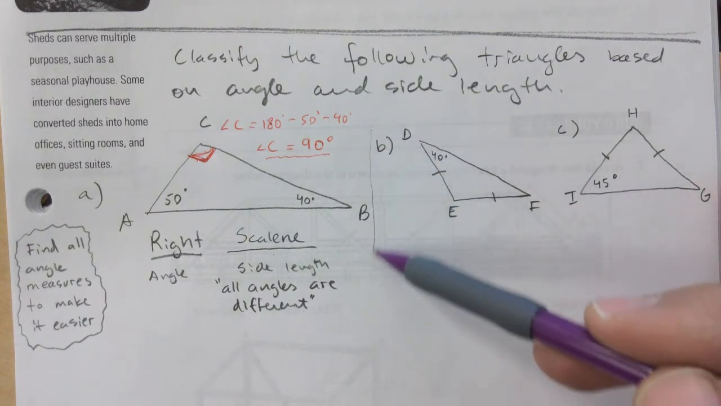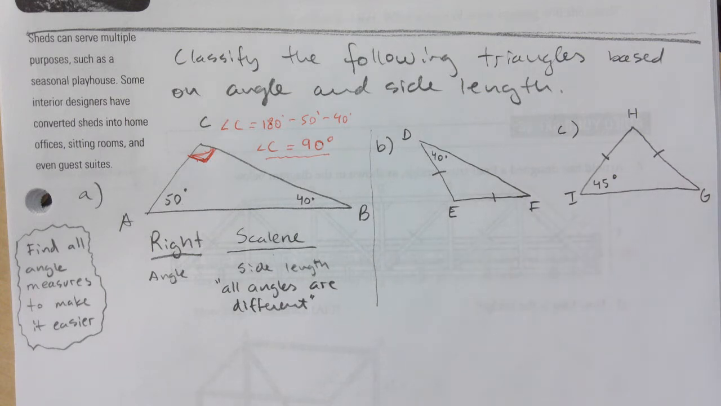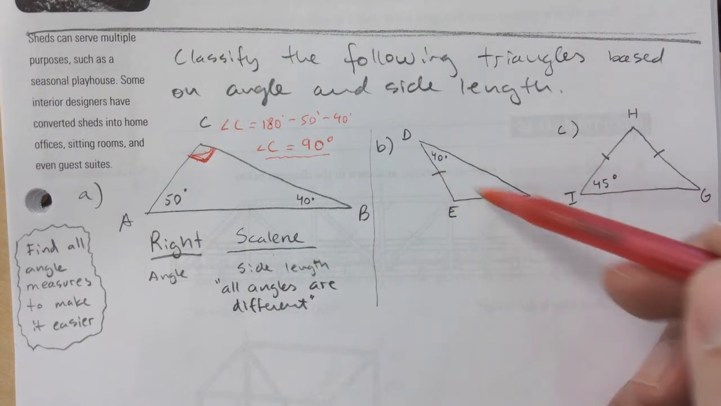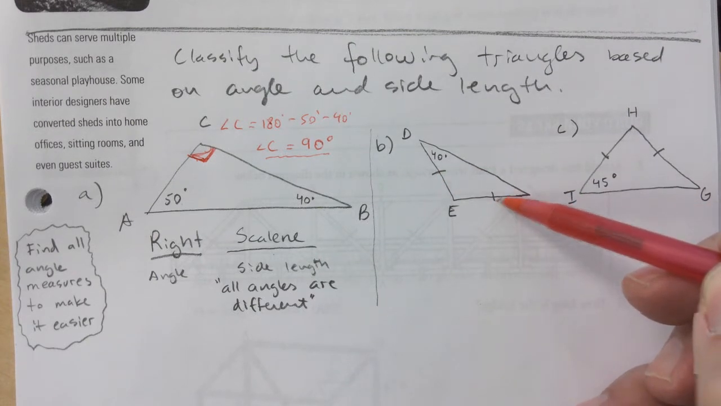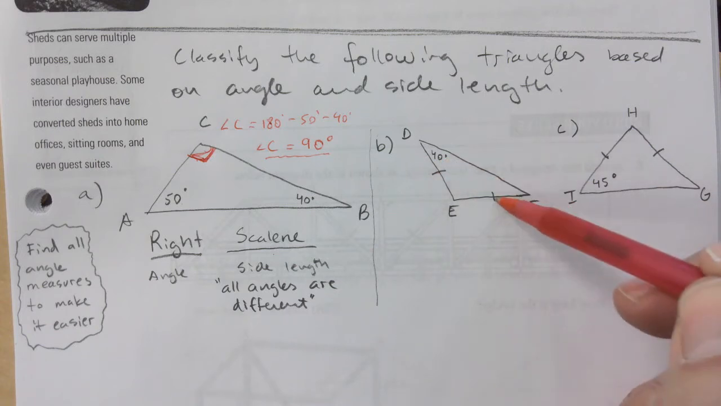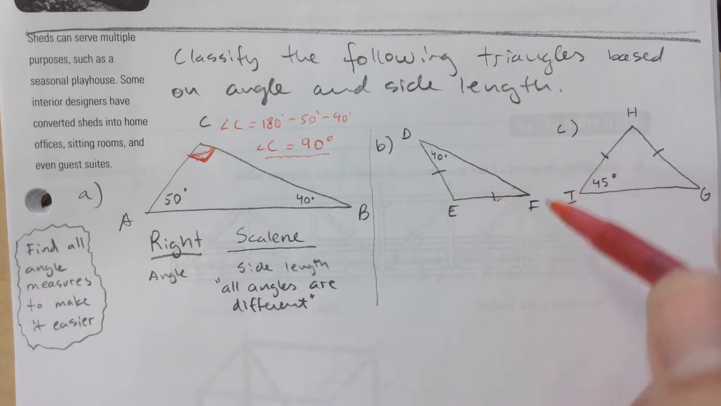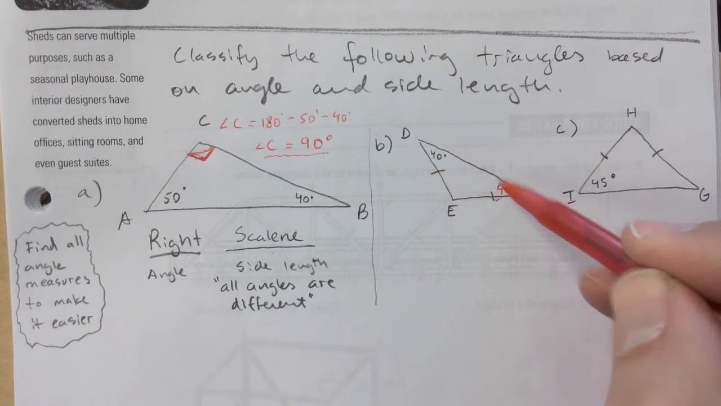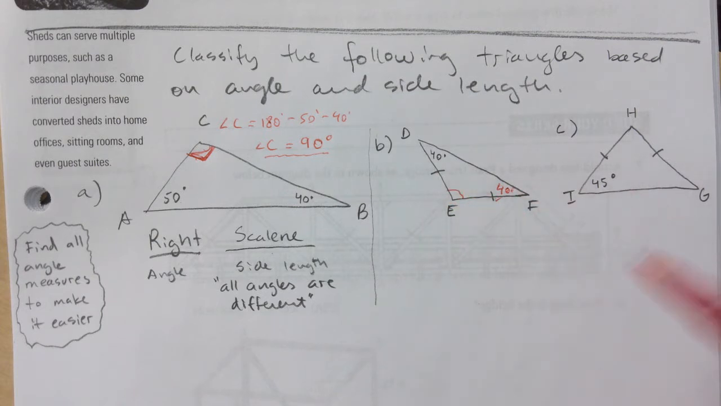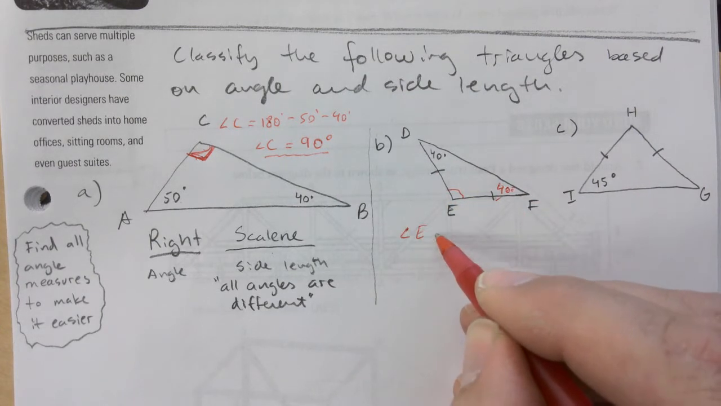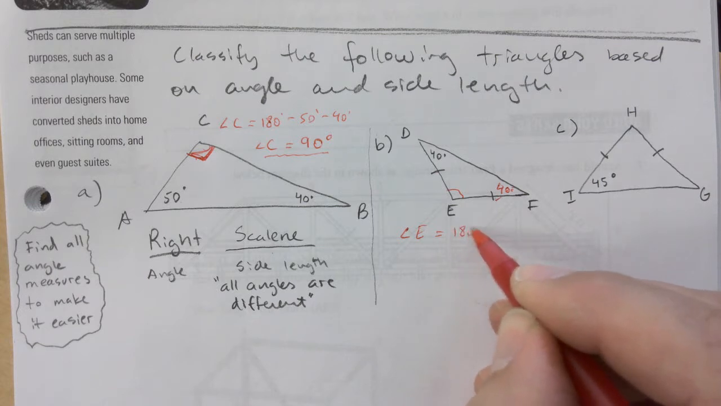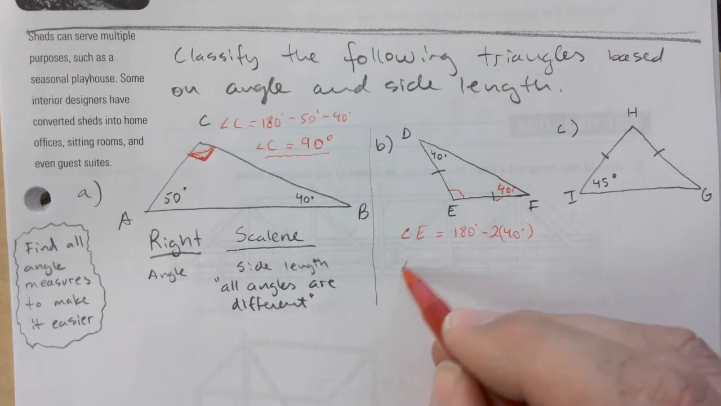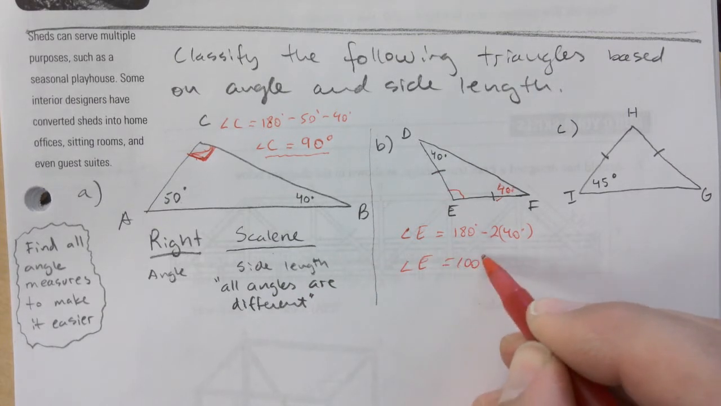Let's do B now. How would we do this one? Well, I know that these two sides are the same. Therefore, if there's a 40 across from this side, I know there's going to be a 40 here as well. Okay, so 40 and 40. Oh, now I have two angles. I can easily find the third one. So angle E is going to be 180 minus 2 times 40. Or if you want to go minus 40 minus 40, that's fine. Angle E is equal to 100 degrees.